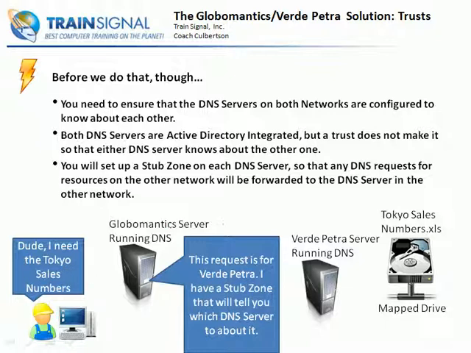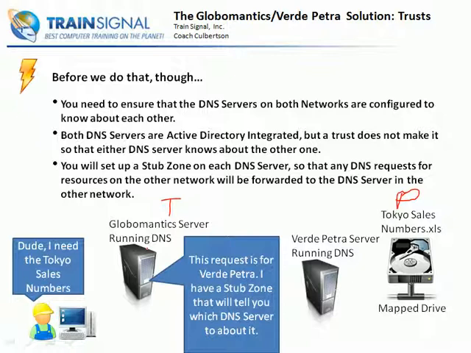But again, there's two things that need to happen here. First of all, there needs to be a trust. There needs to be permissions for Bubba to get access to this Tokyo sales numbers document. And we also need to have DNS stub zones.